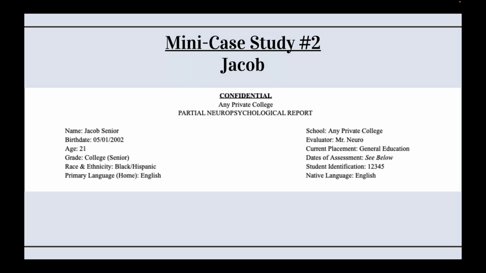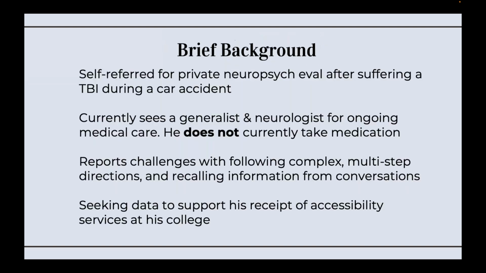So this next case is thinking about a student named Jacob. He's a 21-year-old college senior enrolled in a private college. He identifies as Black in terms of race and Hispanic in terms of his ethnicity. English is his native language, and English is also primarily spoken in the home. He's currently placed in college in a variety of general education courses, and he does not take any developmental level courses. Now, why is he being seen by a neuropsych?